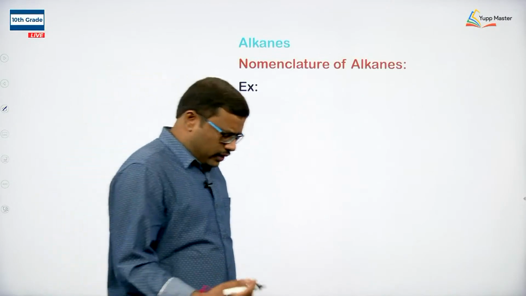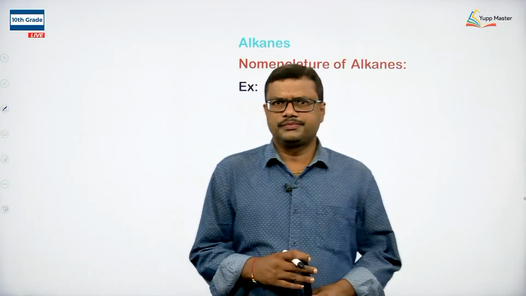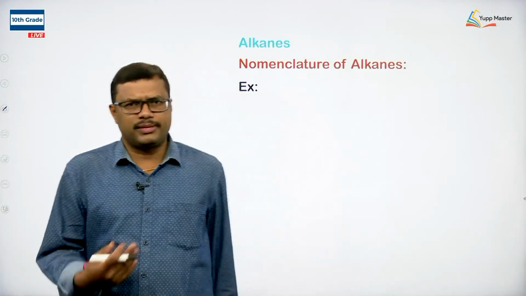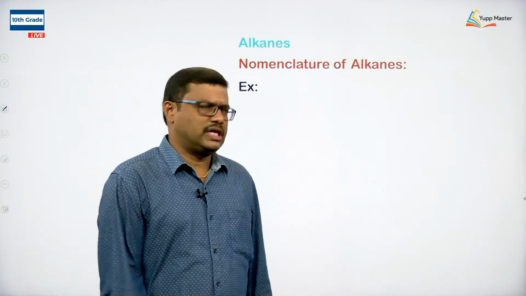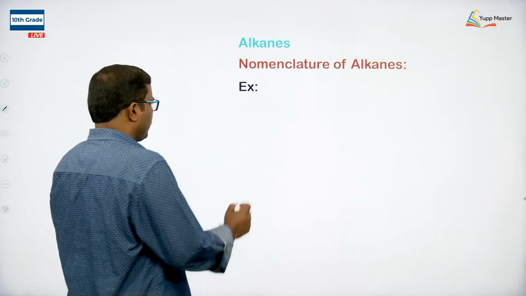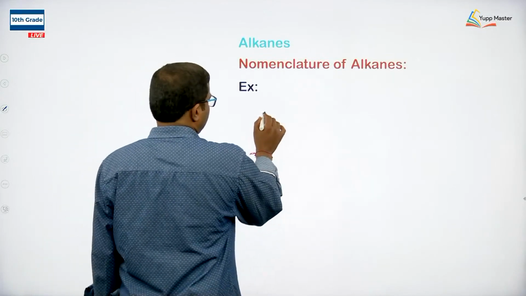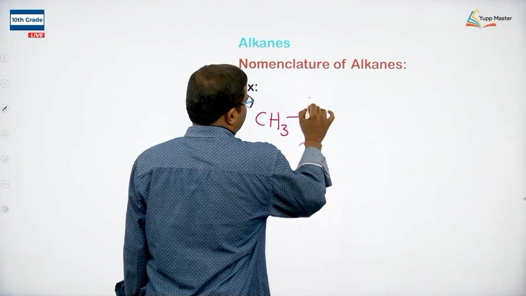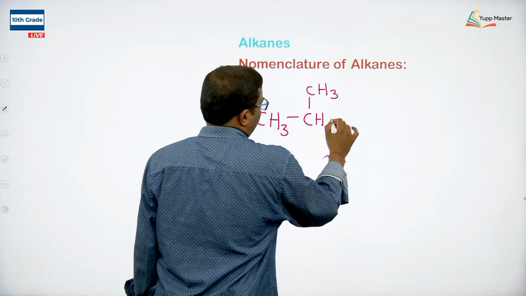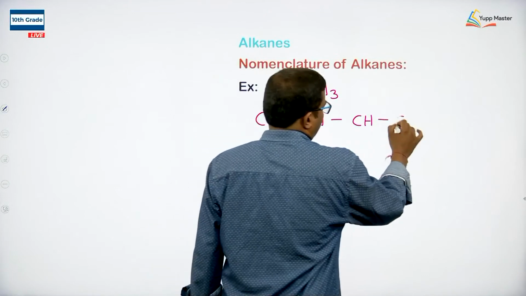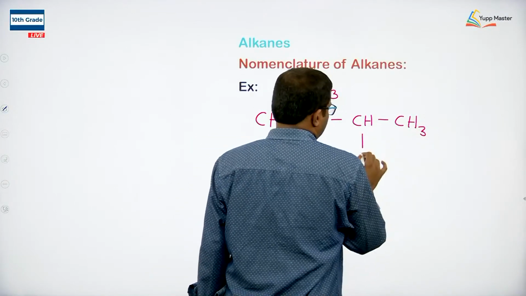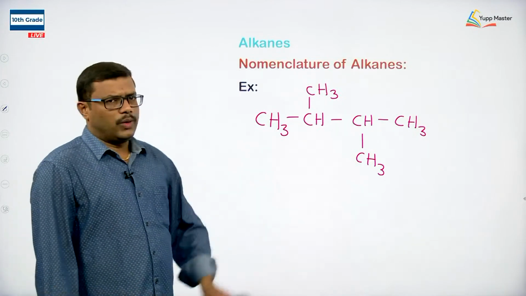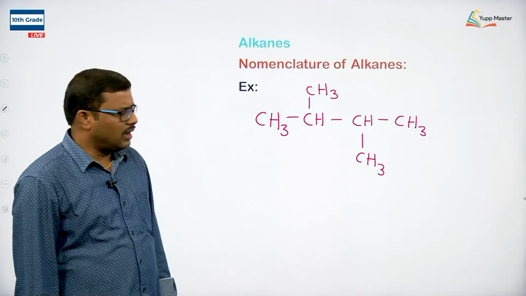Before we go into the complex substituent, let us take some examples with respect to similar substituents when they are present on the alkane chain. Suppose we have the methyl groups like this: CH3, CH, CH3, CH3. So how to name this particular branched chain alkane?